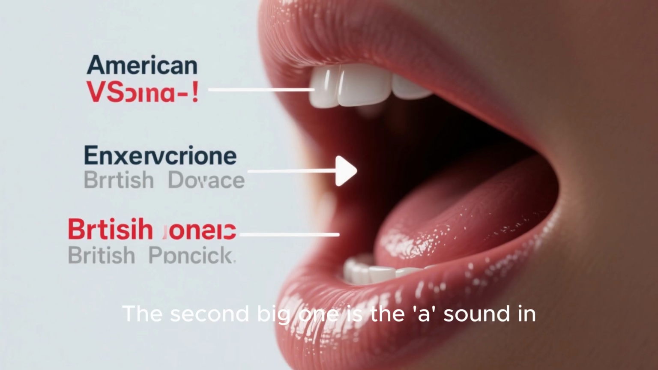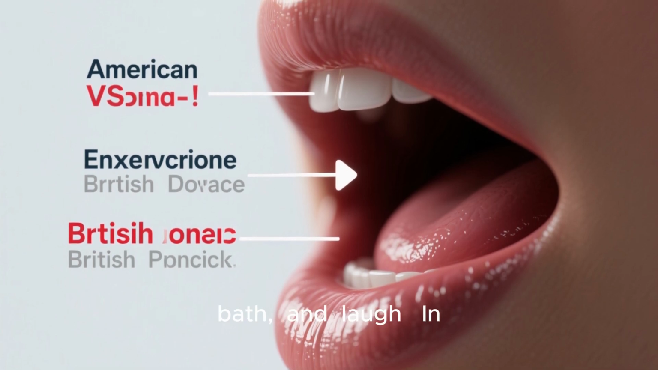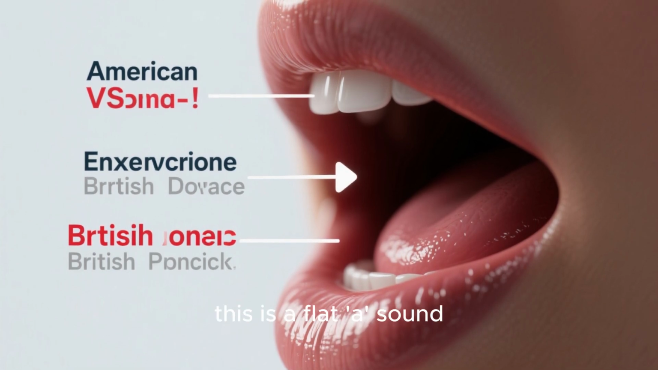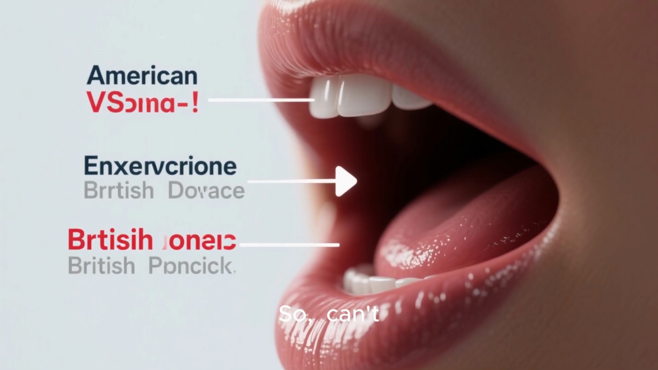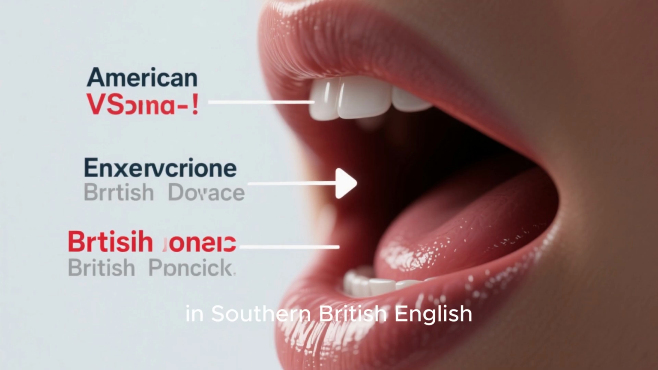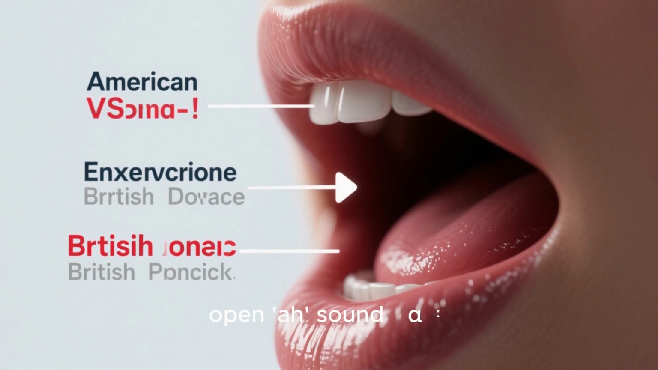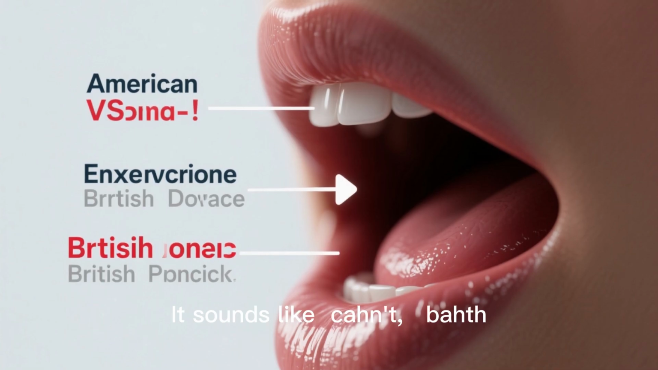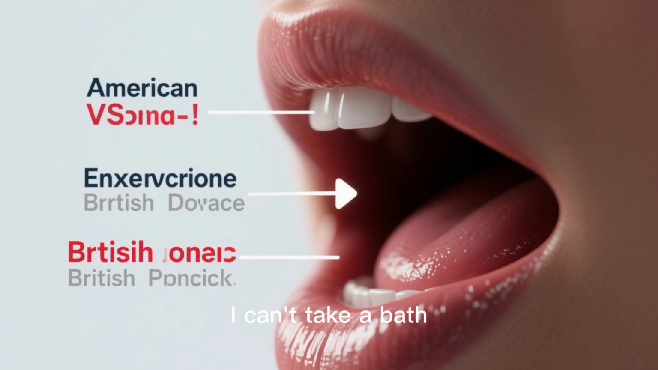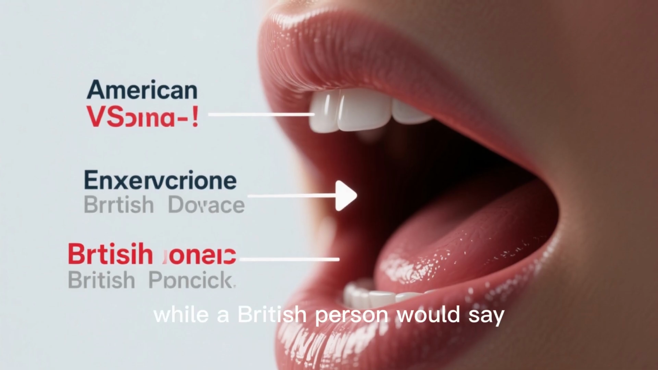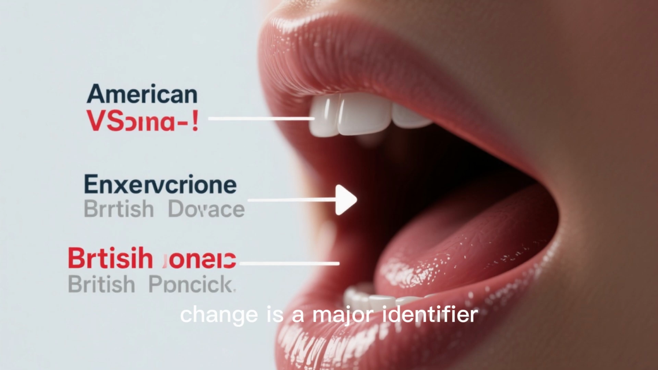The second big one is the A sound in words like can't, bath, and laugh. In American English, this is a flat A sound, like in cat. So, can't, bath, laugh. But in Southern British English, this becomes a broad, open A sound. It sounds like can't, bath, laugh. So an American might say, I can't take a bath, while a British person would say, I can't take a bath. This single vowel change is a major identifier.